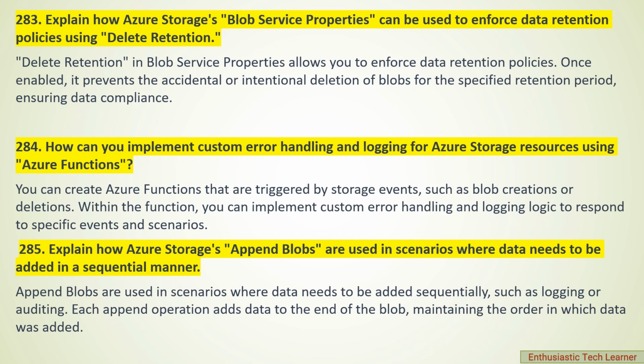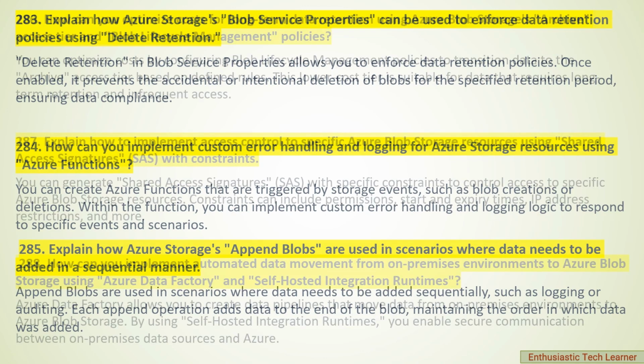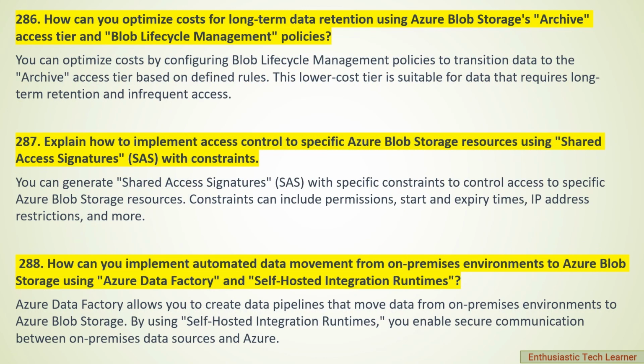Each append operation adds data to the end of the blob, maintaining the order in which data was added. How can you optimize costs for long-term data retention using Azure Blob Storage's archive access tier and blob lifecycle management policies? You can optimize costs by configuring blob lifecycle management policies to transition data to the archive access tier based on defined rules. This lower cost tier is suitable for data that requires long-term retention and infrequent access.